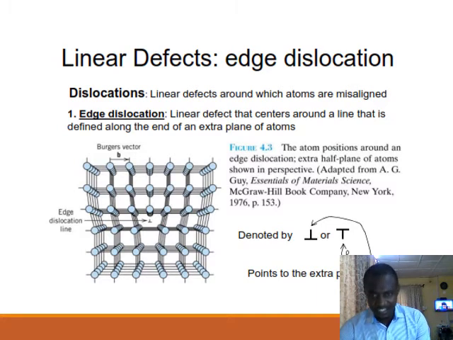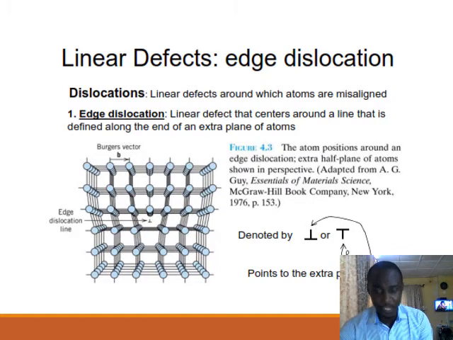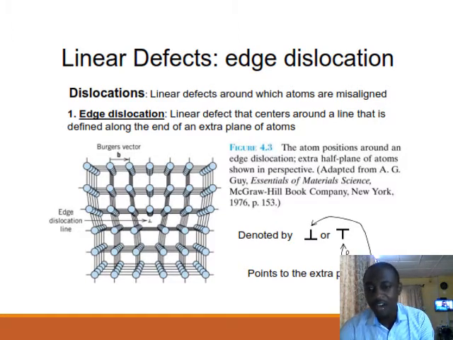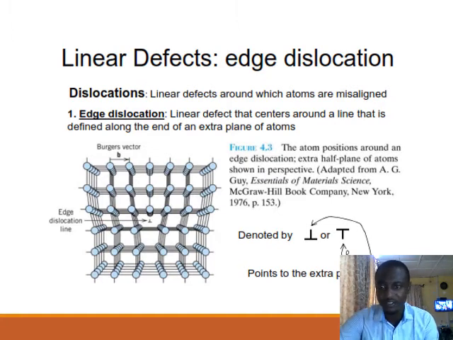Now this dislocation movement is what allows for ductility of a metal. So this line defect is the driving force for ductility. What it means is that if you want to deform a material, specifically a metal, you must be able to drive movement of the dislocation. The ability for the dislocation to move will allow the metal to deform. So this is very important.